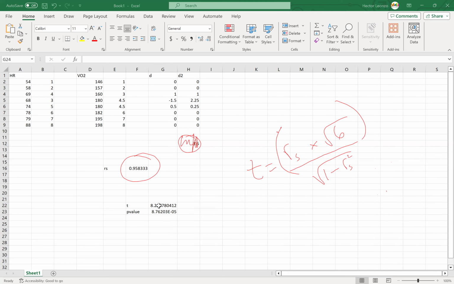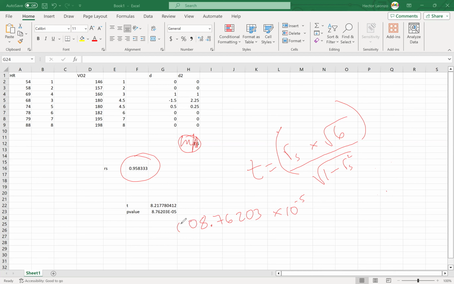So my P value, ooh, there's an E. So what does this mean? It's as if I had it in scientific notation. I have 8.76203 times 10 to the negative 5. That's what the E means. Okay, so what does that mean? Basically, I need to move the decimal 5 places to the left, right?